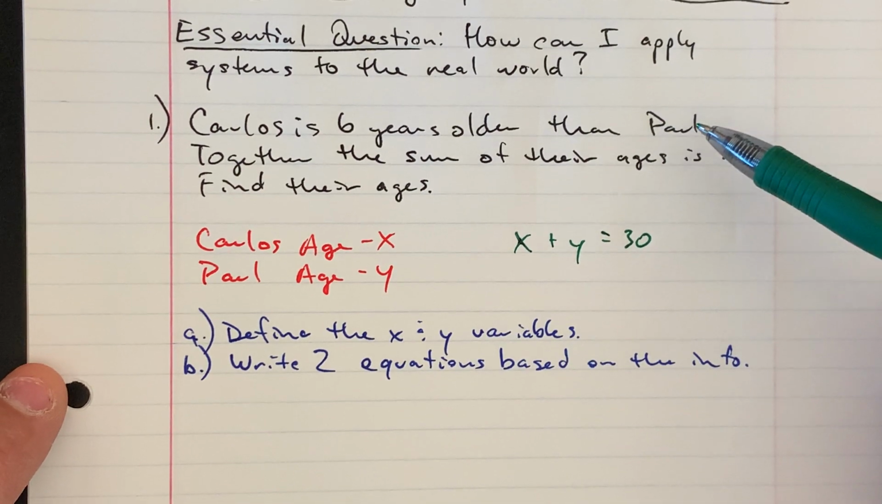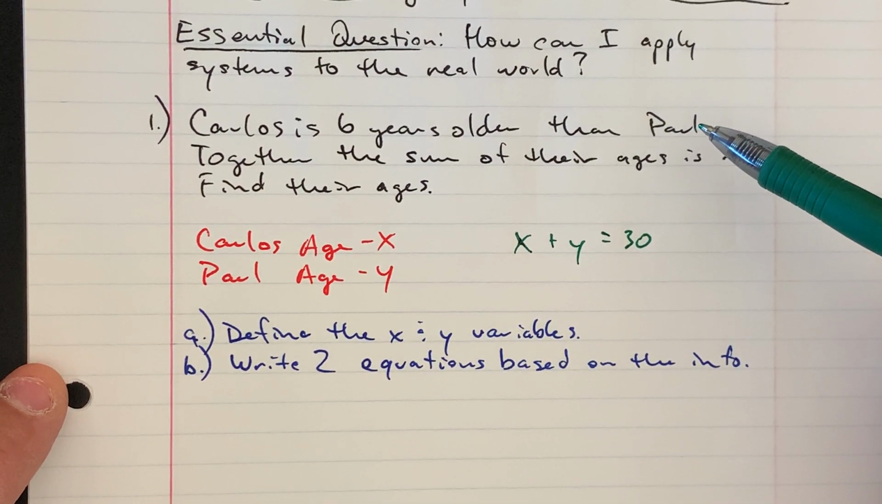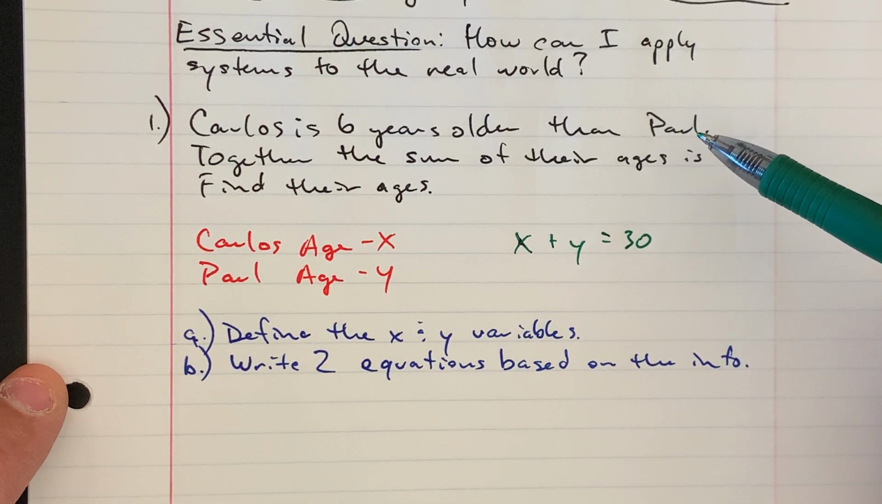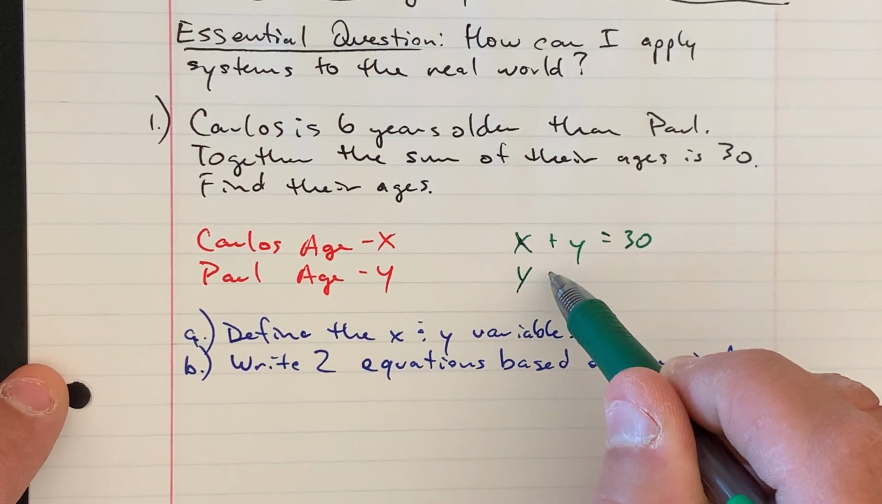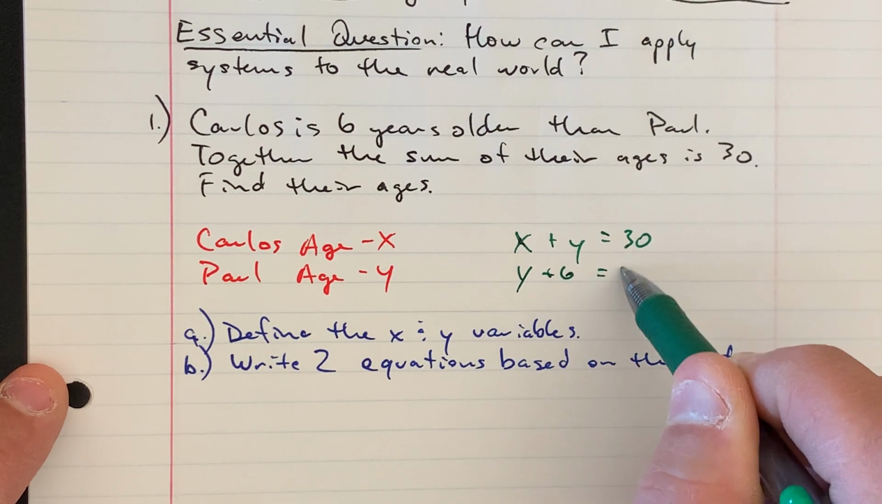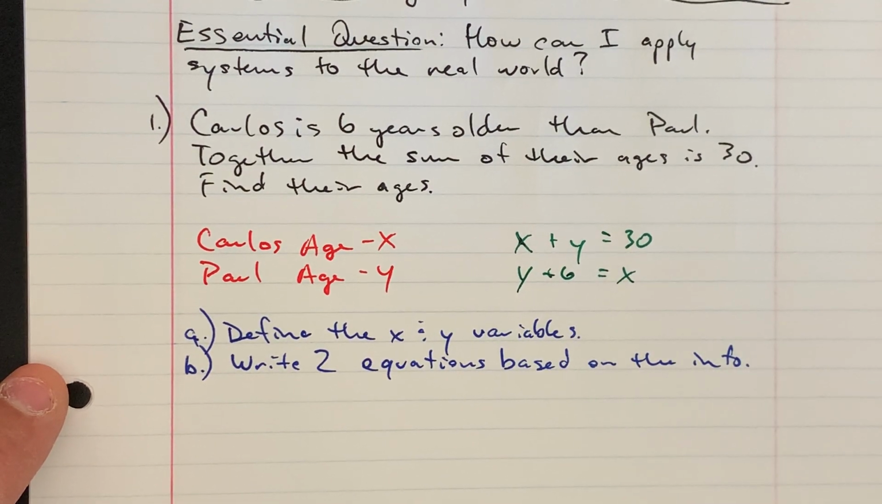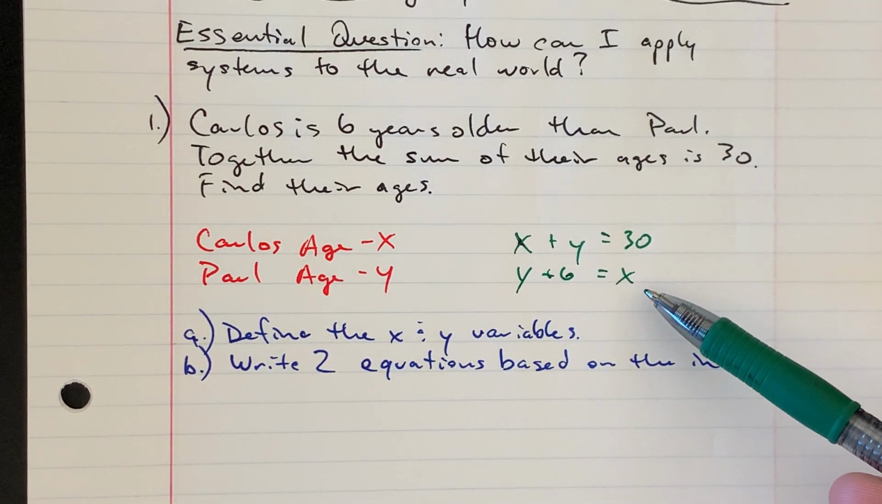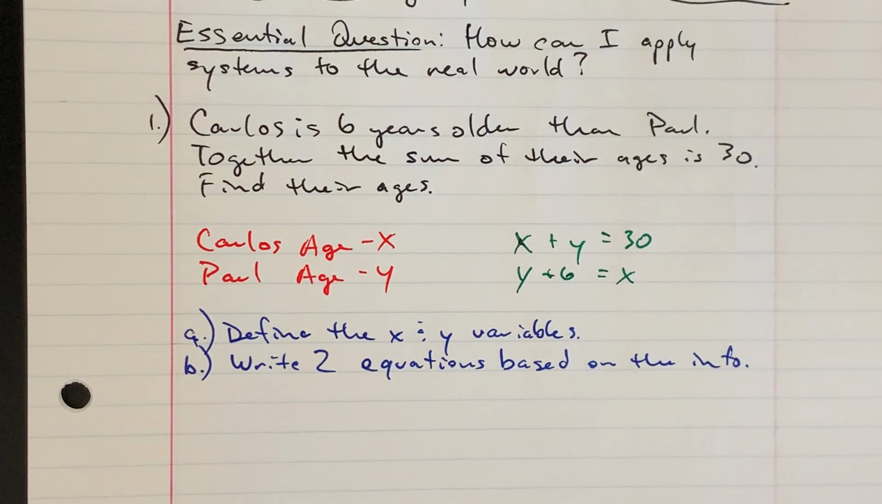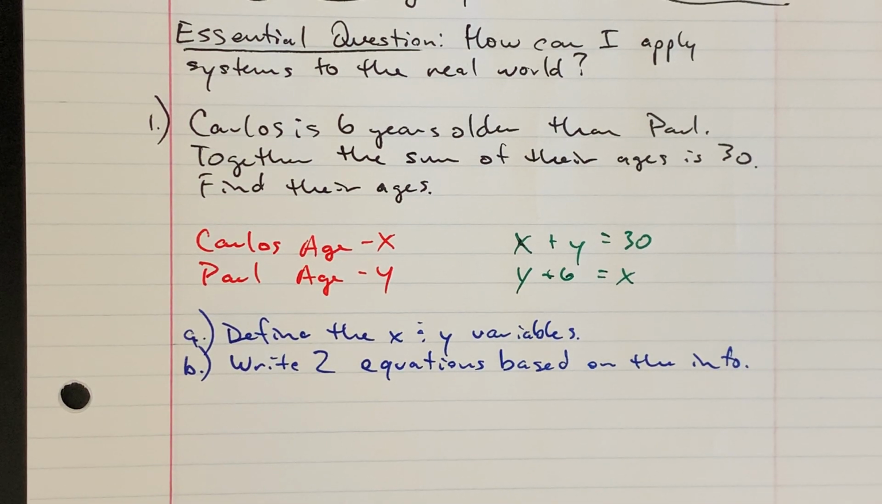Carlos is 6 years older than Paul. This part can be tricky. So I say Paul plus 6 years equals Carlos. I could say Carlos minus 6 equals Paul, so x minus 6 equals y, but I think this is our best method here. It's very difficult sometimes to organize that, so I got to think about it logically.